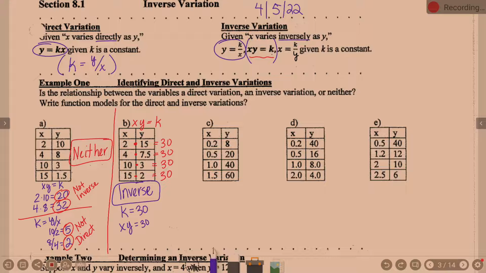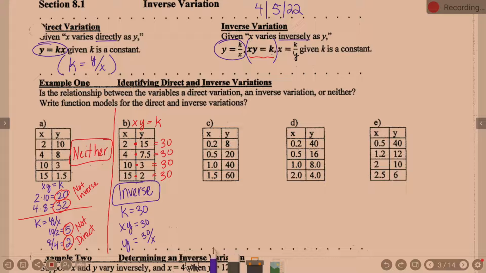What's the other option here? If we're talking inverse variation, it's k divided by x. So if I take this formula right here and put 30 in for k, we could say y equals 30 divided by x. I can do it the other way too, I can divide by y. You could, traditionally though, we usually say y equals.